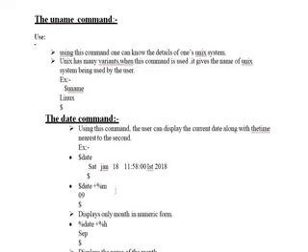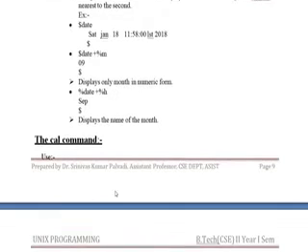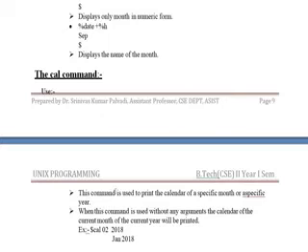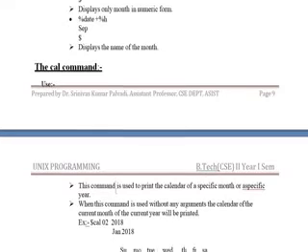Next, the date command. By the help of a date command, you can see the present date, today's date. If you run the date command, you can see today's date. So cal, by the help of a cal command, you can see the calendar of a particular month.